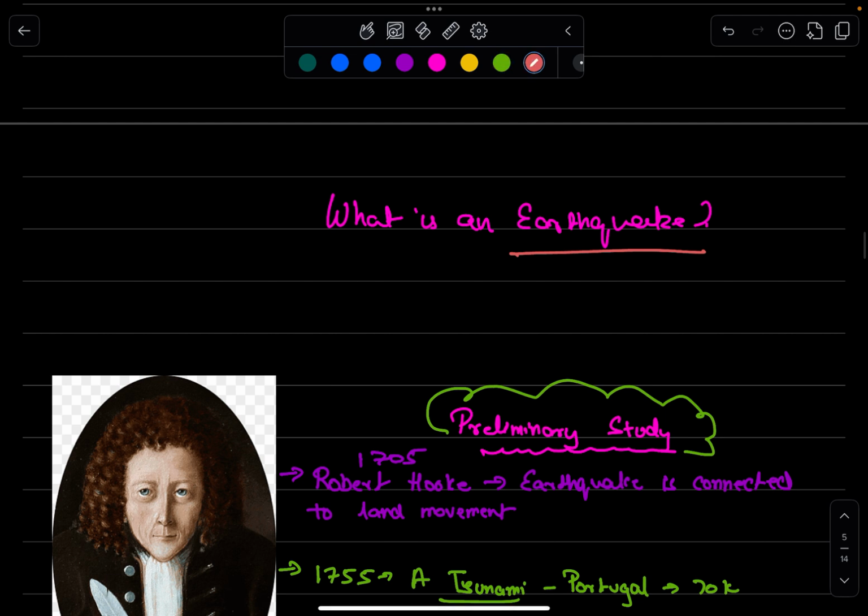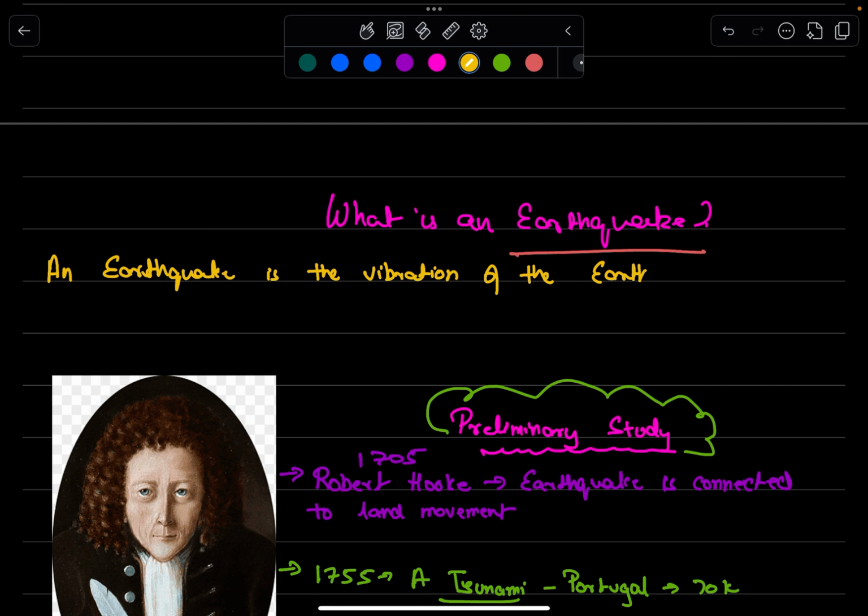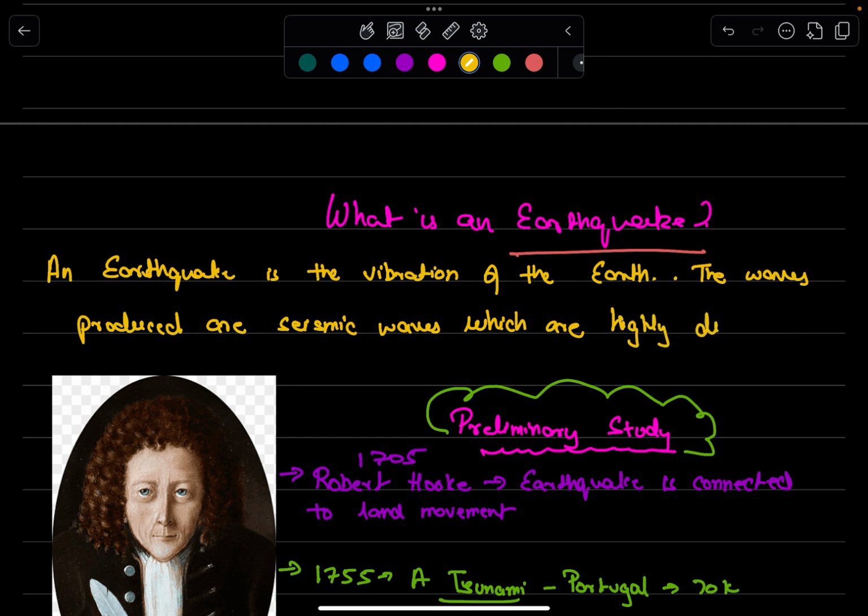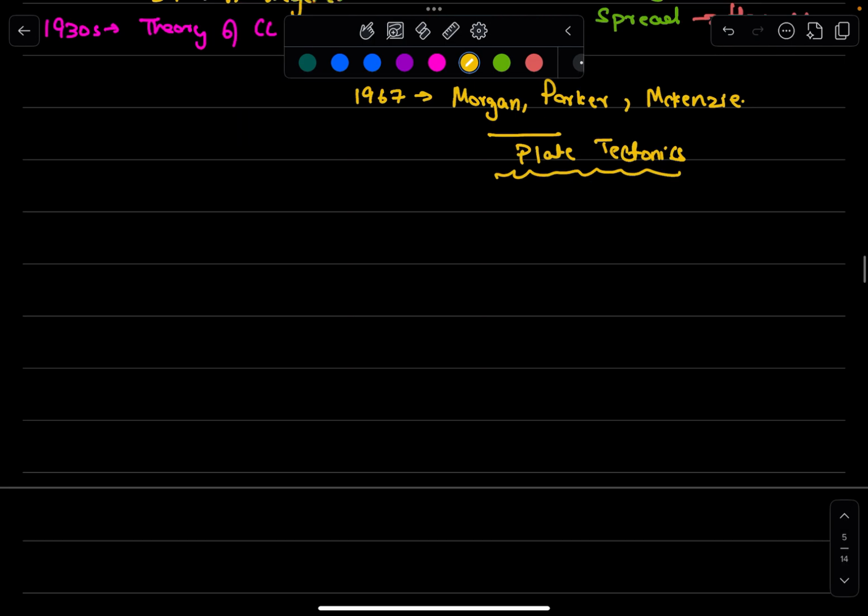Now, what is an earthquake? We can say an earthquake is the vibration of the earth. The waves produced are called seismic waves, which are highly destructive. Alright, now let's move forward and talk about these many things.